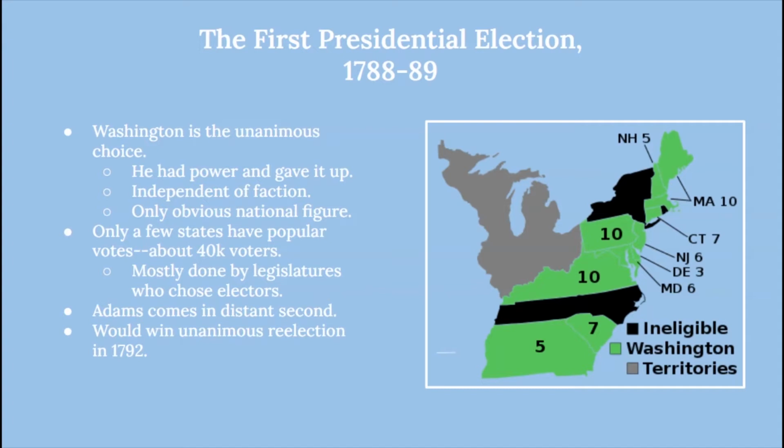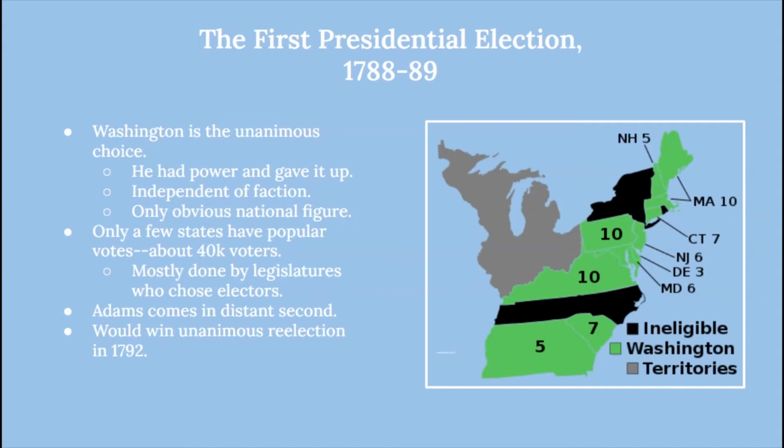Rhode Island had not yet formally joined the Union. But all electors cast a vote, and all popular votes that were cast in the very few states that had popular votes did vote for Washington. He was kind of the presumptive pick.